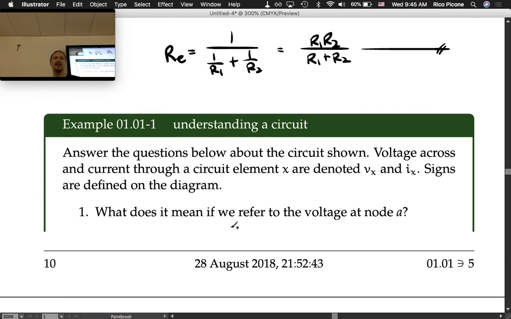So understanding a circuit. Here's an example. Answer the questions below about the circuit shown.